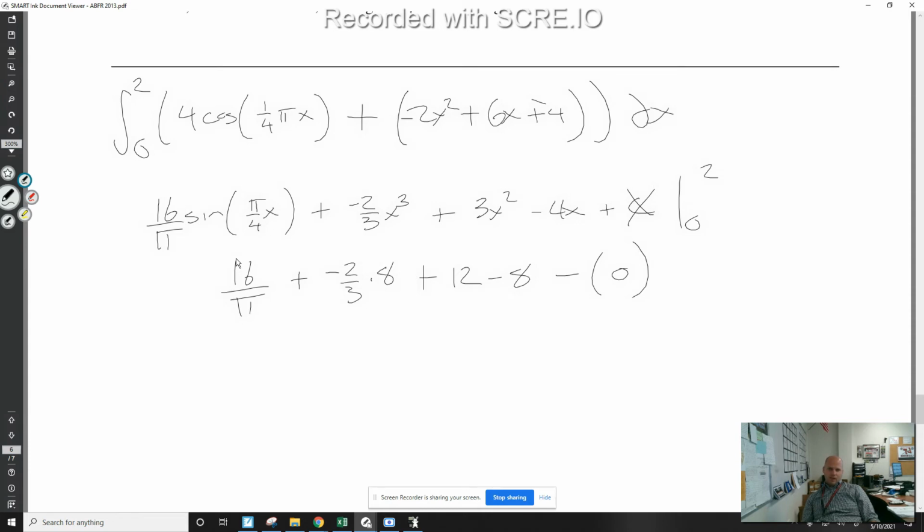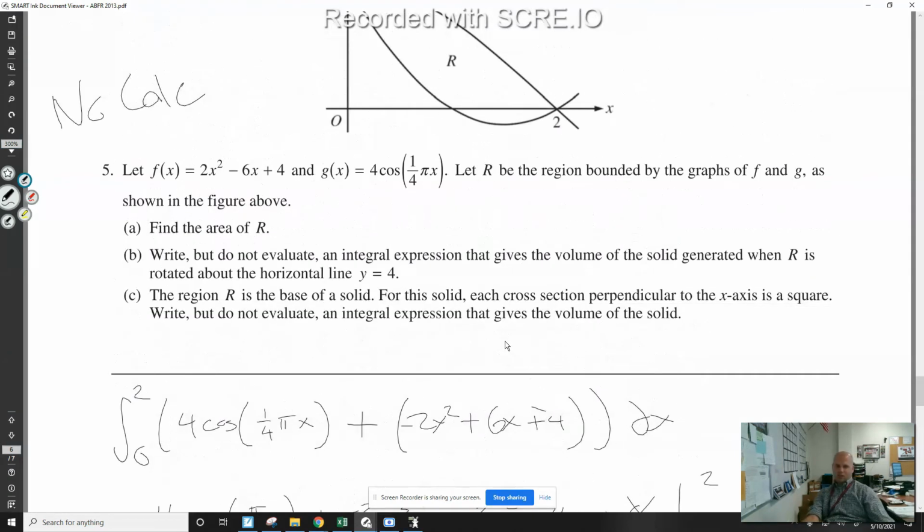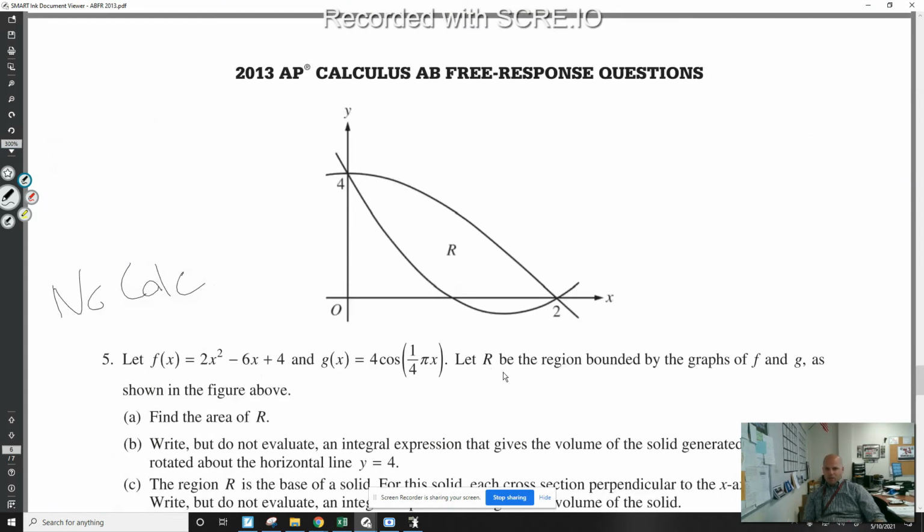I don't even want to simplify this much more than that. I have pi in the denominator. Let's just leave it. This is good. This is fine. So let's not panic about things. All right, revolving around y equals 4.